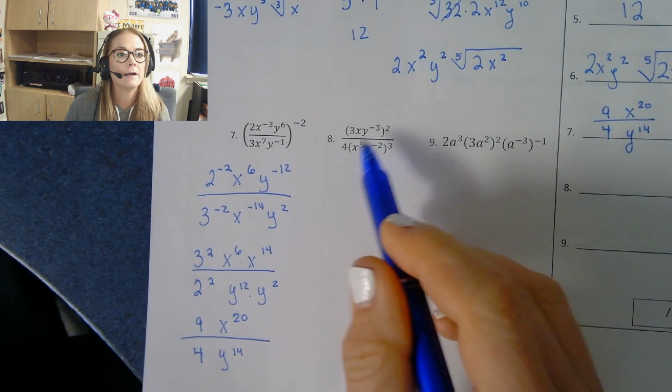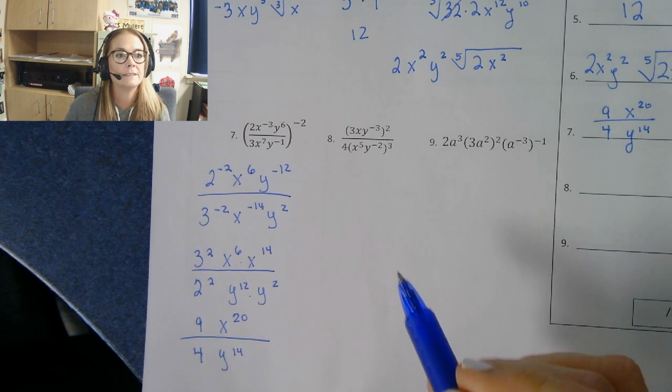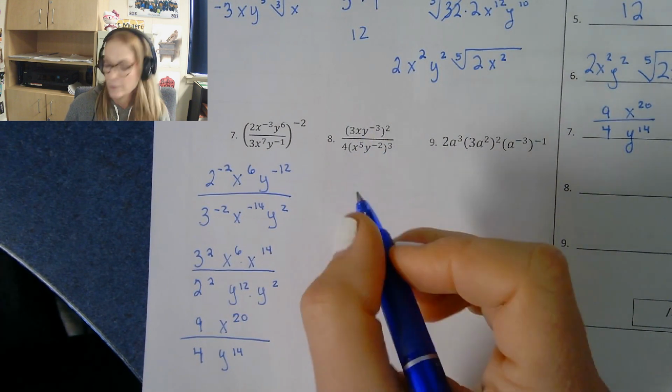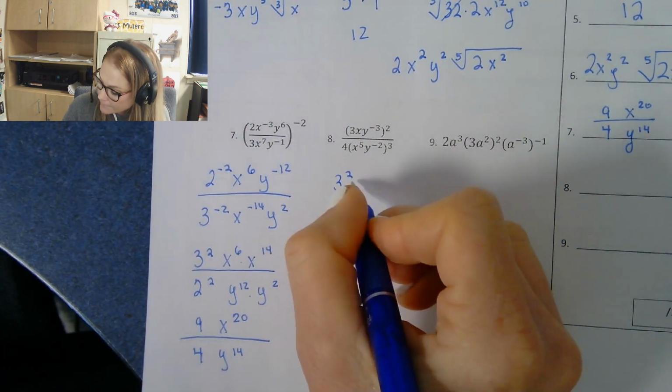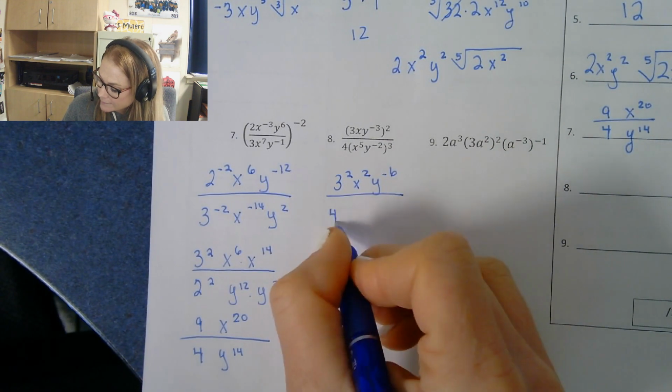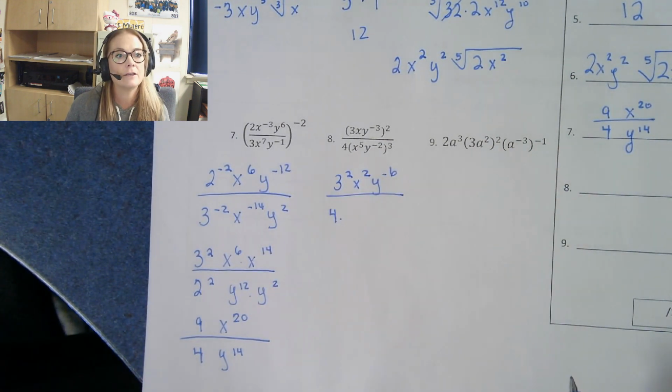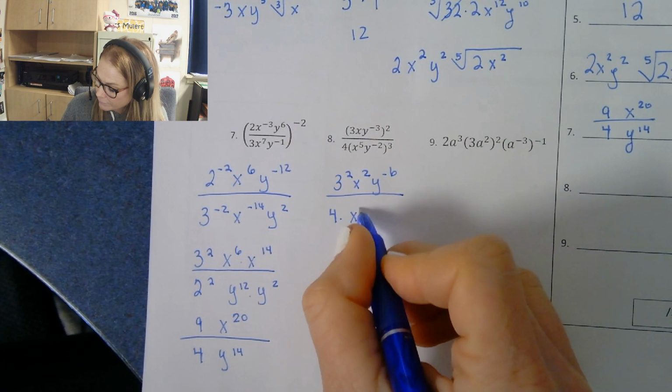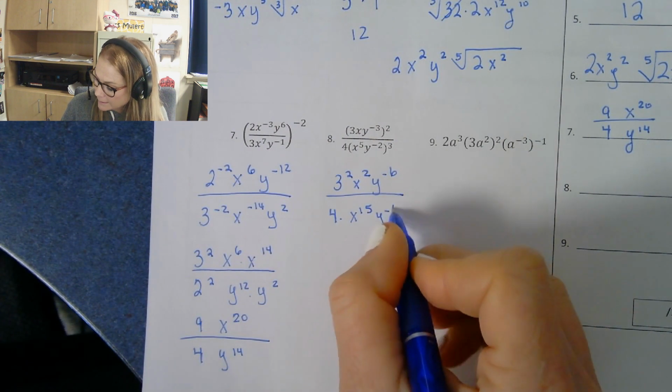Okay, so again, I do power to power, make comfortable, and then simplify, so I'll just keep going that route. 3 squared, x squared, y to the -6. Be careful, 4 is outside of the parentheses, so it does not receive that cube. Power to power, 15. Power to power, -6.